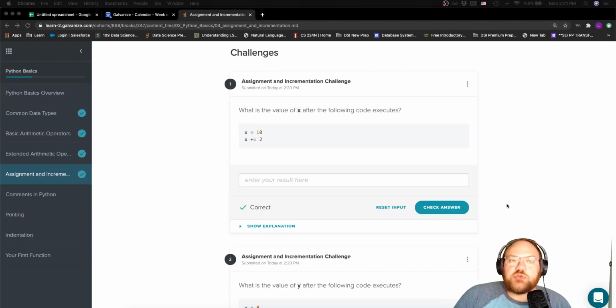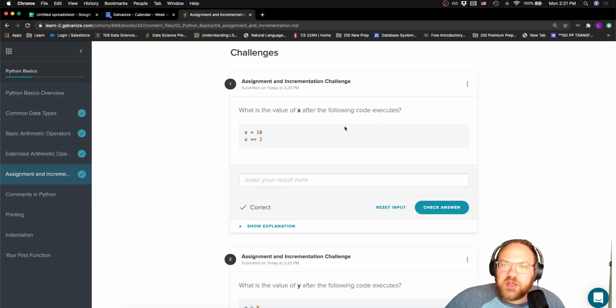We're working on the first two challenges for the lesson assignment and incrementation. The first challenge asks us what's the value of x after the following code executes, and we're given x equals 10, x plus equals 2.